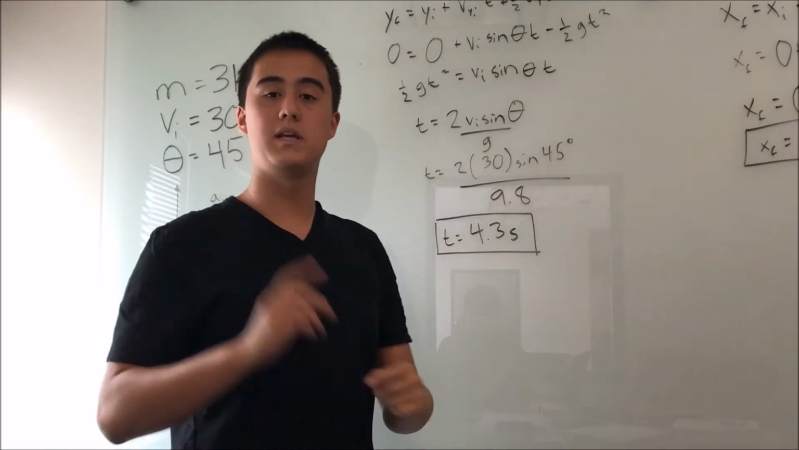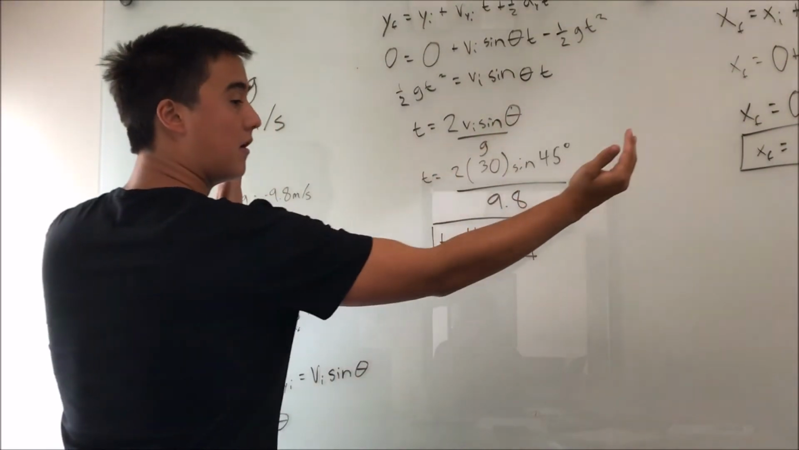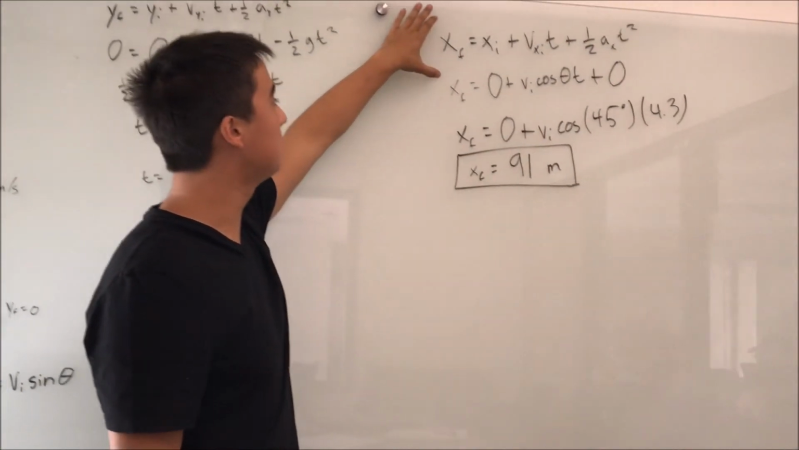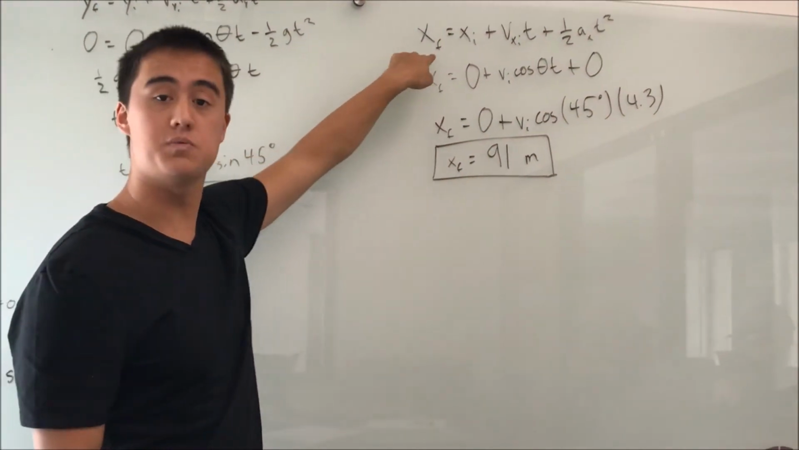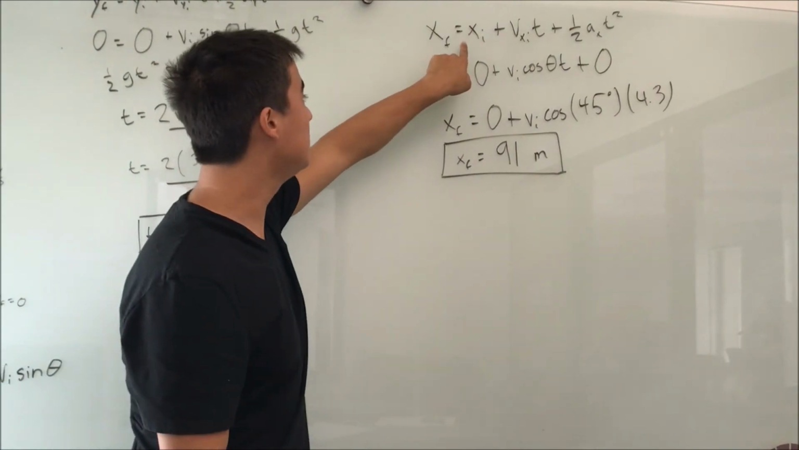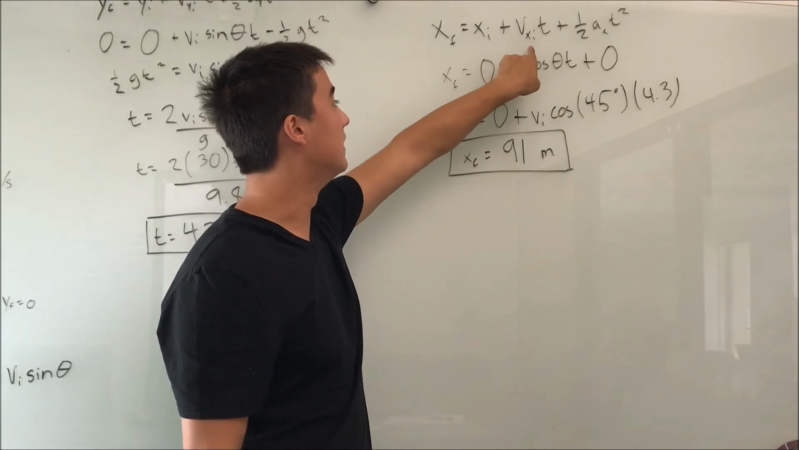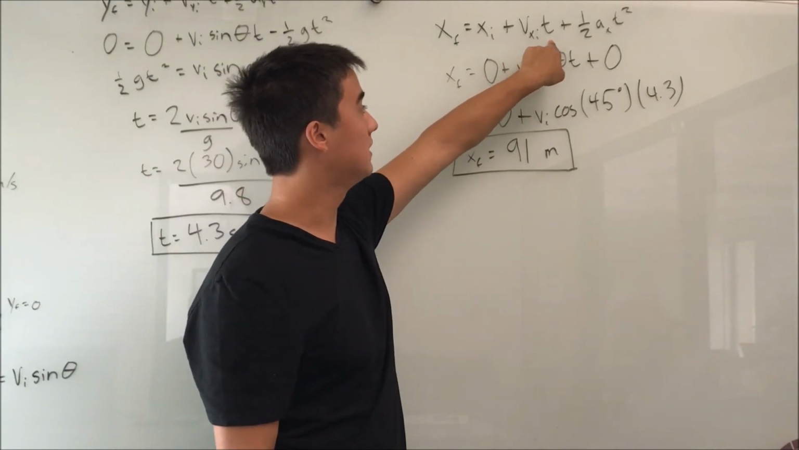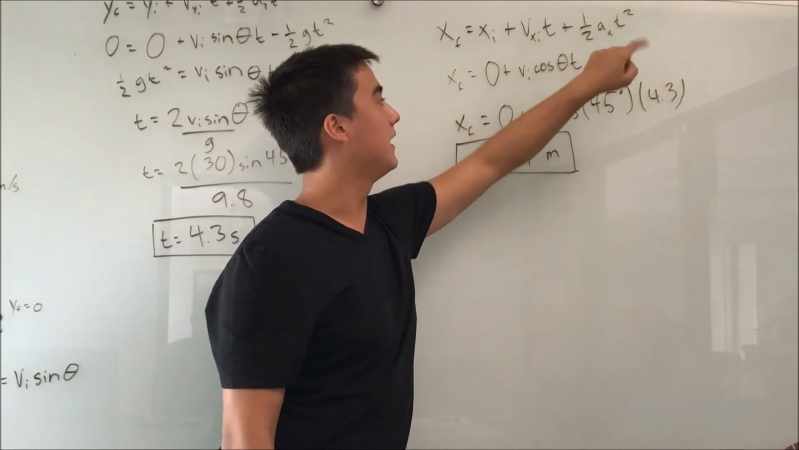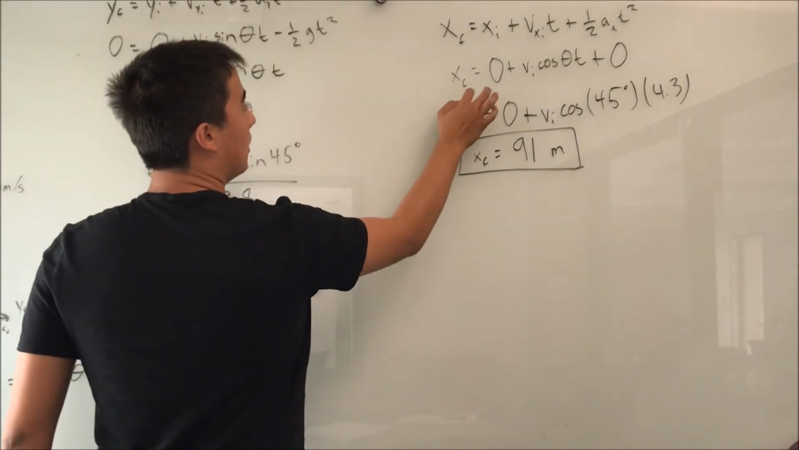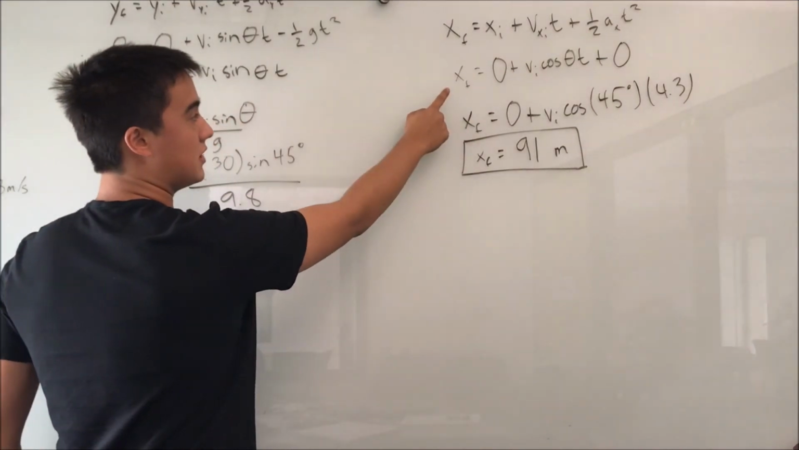From there, we can use that to find how far the projectile travels. Now over here, we have x final, which is what we want to find in the end, equals x initial, which is the initial displacement, plus the initial velocity times t, plus 1/2 acceleration t squared. So, we leave this variable here as that's what we're trying to find.